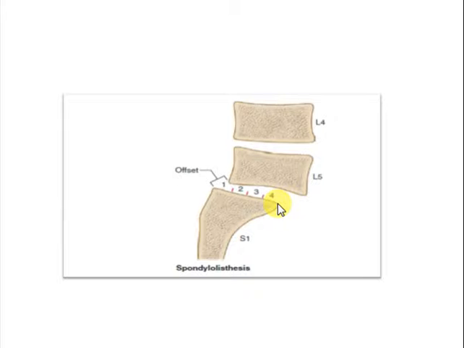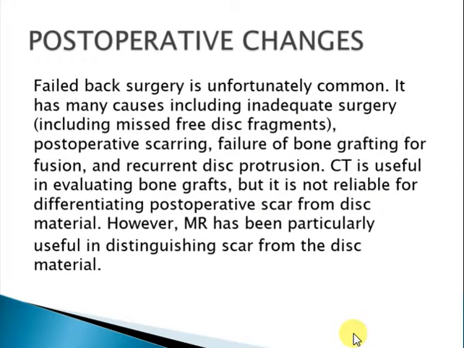So, regarding postoperative changes, failed back surgery is unfortunately common. It has many causes, including surgical technique problems like missed free disc fragments, postoperative scarring, failure of bone grafting for fusion, and recurrent disc protrusion. All of these are causes of failed back surgery.